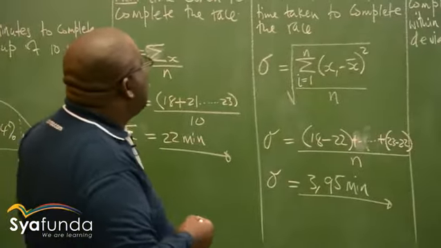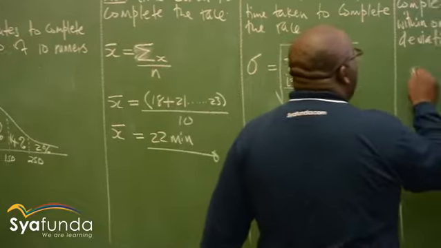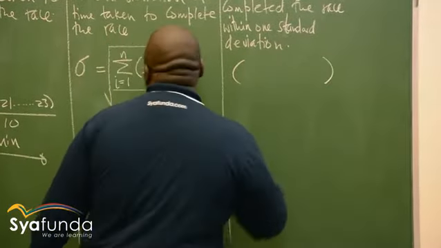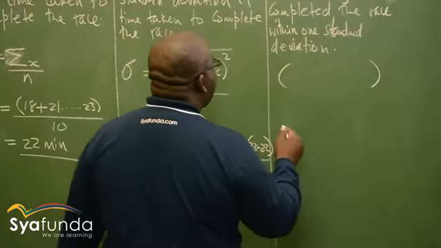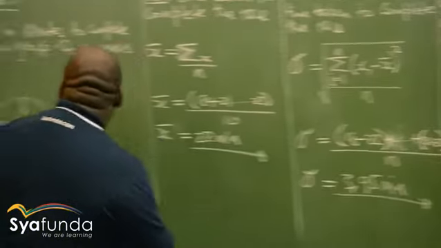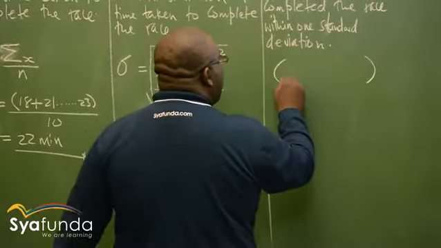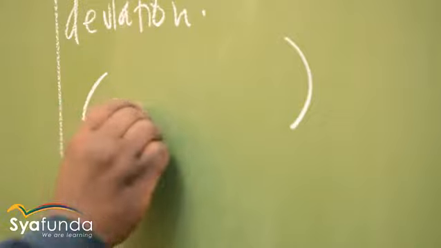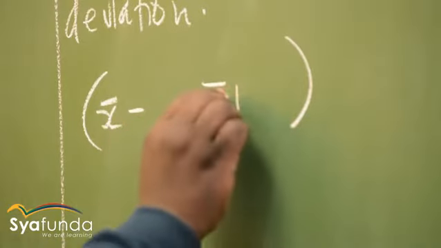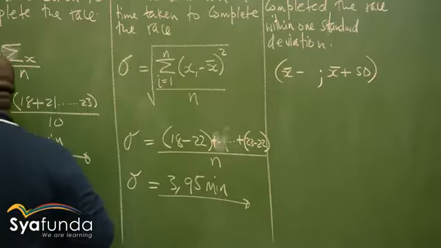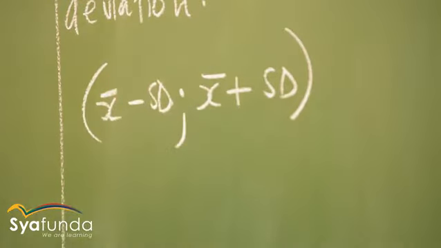Right, let's check this one out. How many runners completed the race within one standard deviation? So we use the formula that says, for one standard deviation, they should be within this range. So how do you get that? We want the runners that will be within this range. It is x bar plus standard deviation on that side, and from here, it's x bar minus standard deviation. Right, this is the formula that we use.